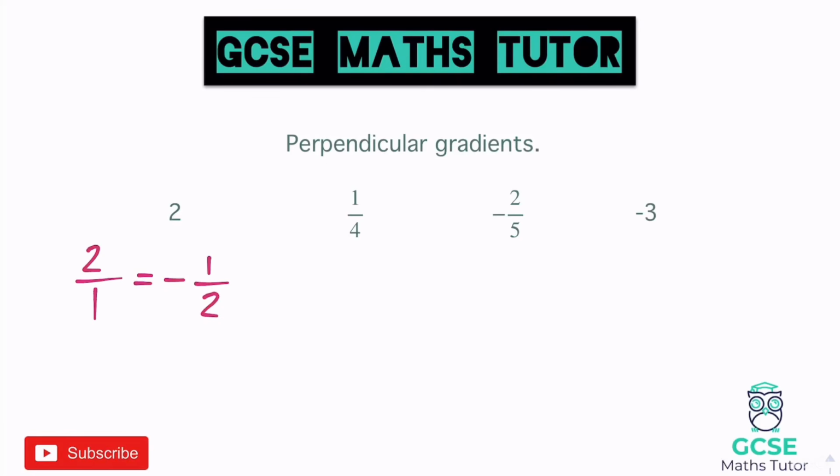So for this next one here, 1/4, if we flip it over, we get 4 over 1. It's currently positive, so it becomes negative, so it's negative 4 over 1, and 4 over 1 is just 4, so the answer, or the perpendicular gradient in this case, would be negative 4. And there's our perpendicular gradient if we have a gradient of 1/4. On to the next one.